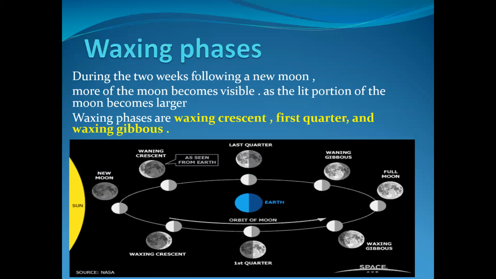Waxing phases of the moon: during the 2 weeks following a new moon, more of the moon becomes visible, as the lit portion of the moon becomes larger. Waxing phases are waxing crescent, first quarter, and waxing gibbous.